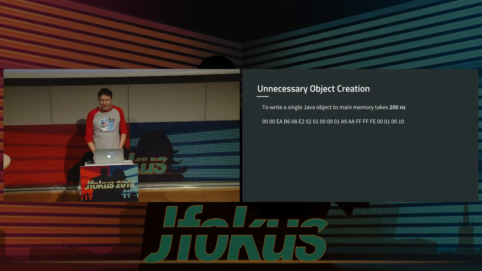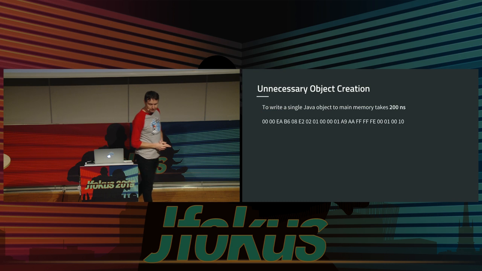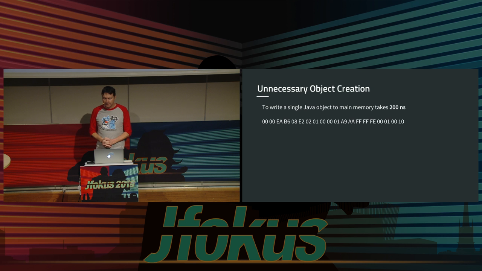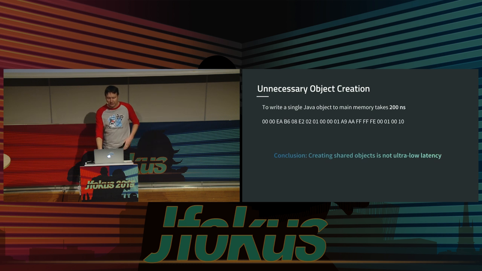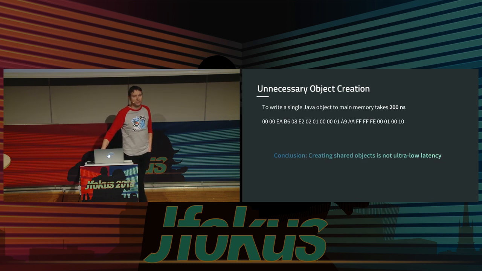And even just writing an object to main heap memory takes a long time in this perspective. This is a Java object, a very short one. It's 16 bytes, but it will take you about 200 nanoseconds just to write it to main memory. So even just creating one object, it's not ultra-low latency anymore on the heap. So it's a challenge to do this. So conclusion, just creating shared objects is not ultra-low latency, according to my definition of ultra-low latency.